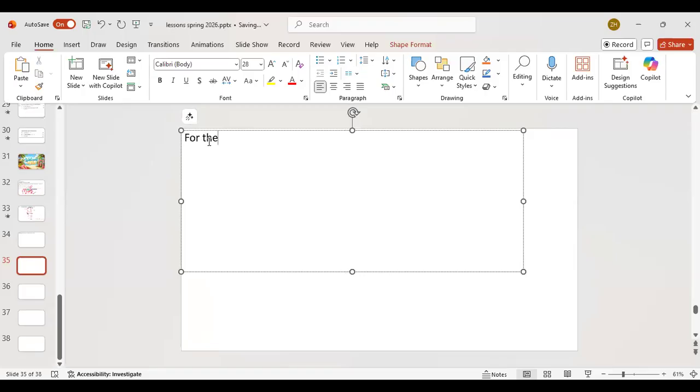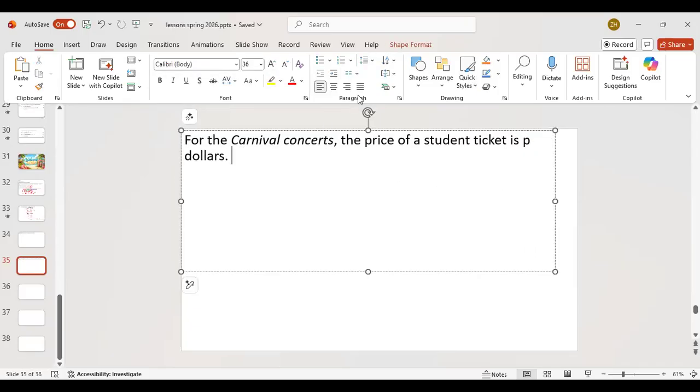For the carnival concerts, the price of a student ticket is $P. So what is the price of a student ticket? $P. Does that make sense to y'all? What are they trying to say by $P? A certain amount of money. Very good, a certain amount of money.